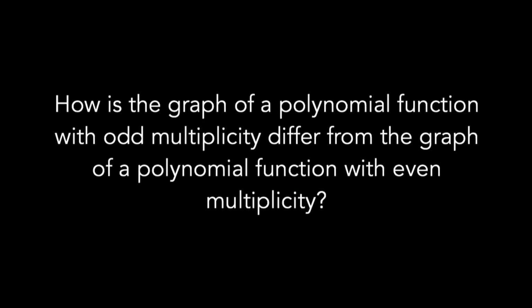How does the graph of a polynomial function with odd multiplicity differ from the graph of a polynomial function with even multiplicity?